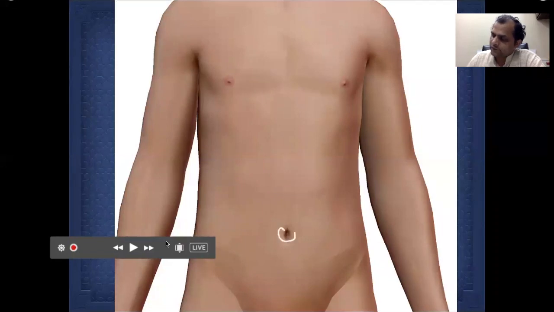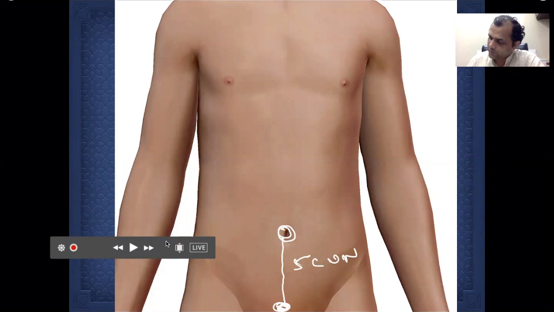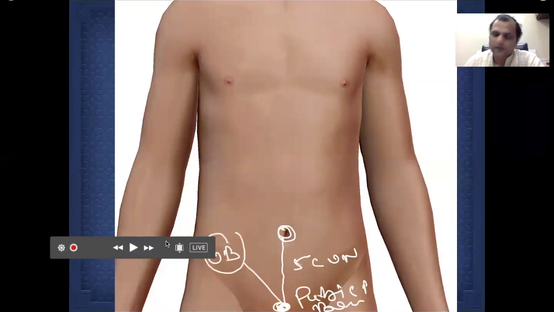If we see the navel, from the navel, if we go 5 chun down, 5 chun can be measured with the help of 7 fingers. So as soon as we go 5 chun down, we will find the pubic bone here. This is the pubic bone, and this is also the point of the urinary bladder.